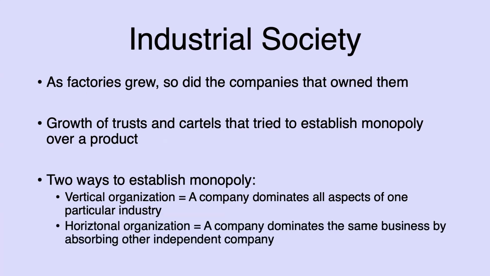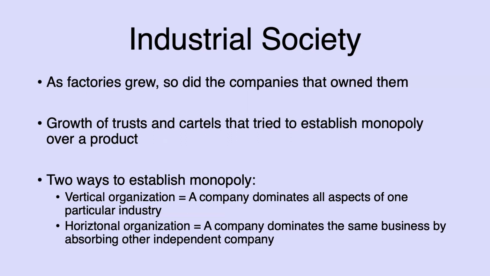Now, horizontal organization is different in that the company does not necessarily dominate each aspect of an industry, but rather dominates the same type of business by absorbing any other independent company, right? So it's one aspect of that industry that a company dominates because it buys out any other company that tries to do that same thing.